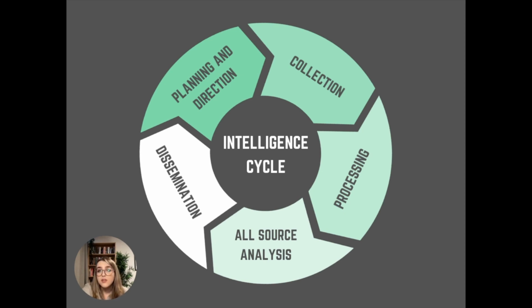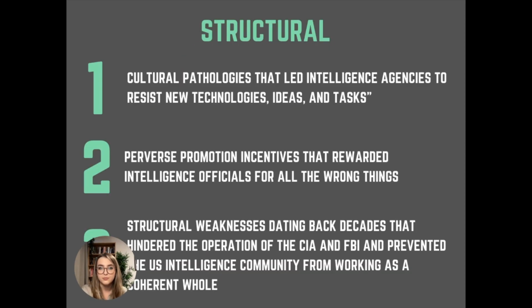And these examples highlight to us how the intelligence cycle can be helpful in locating and explaining some intelligence failures. But evidence suggests that this only shows part of the story, and the reality is much more complex than this, so we have to delve a little deeper.